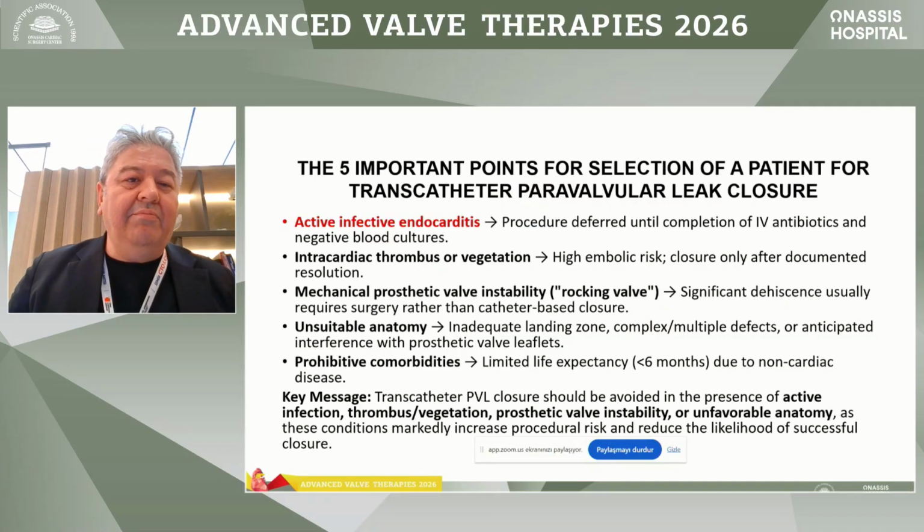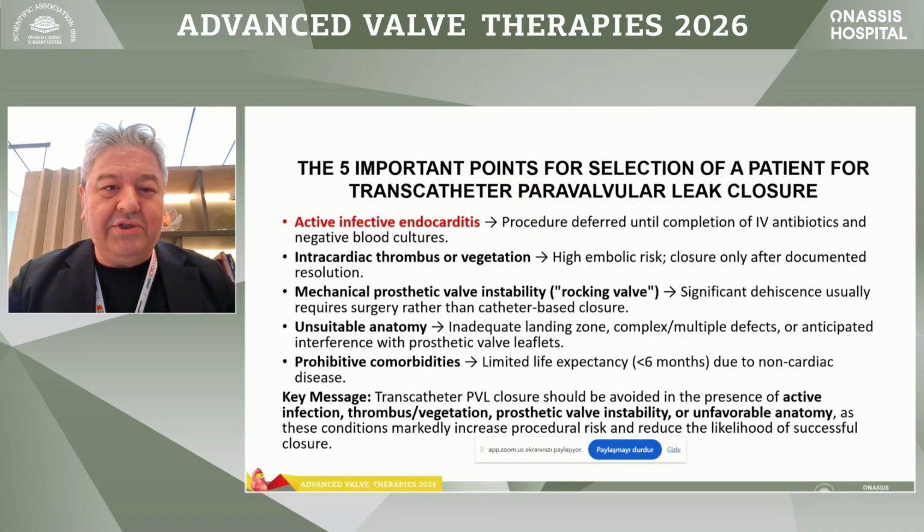And what are the 5 important points for selection of a patient for transcatheter paravalvular leak closure? One is the presence or absence of active infective endocarditis. Procedure deferred until completion of intravenous antibiotics and negative blood cultures. And the second one is the intracardiac thrombus or vegetation, because of high embolic risk, closure only after documented resolution.